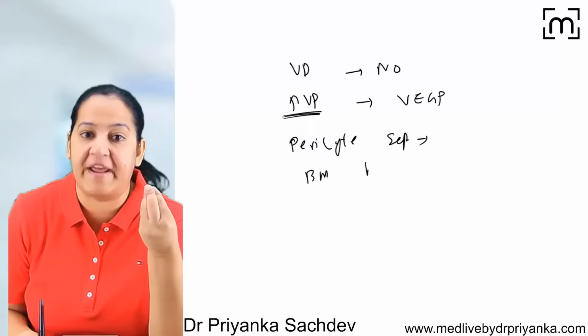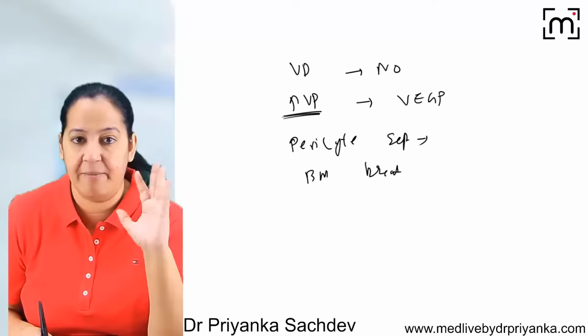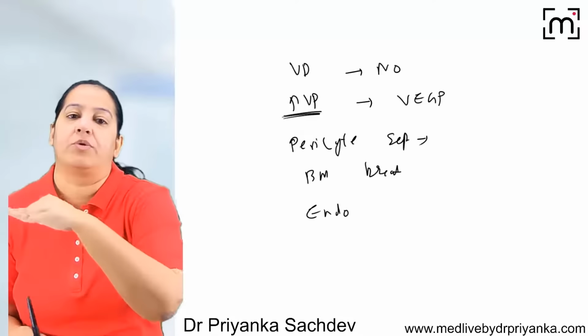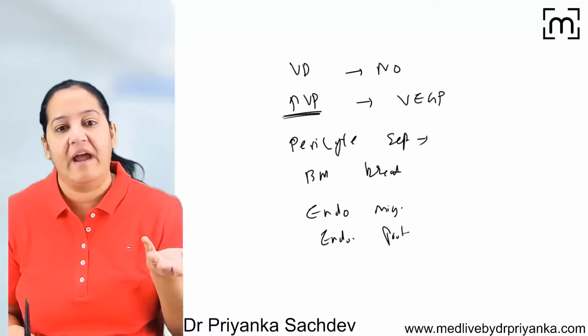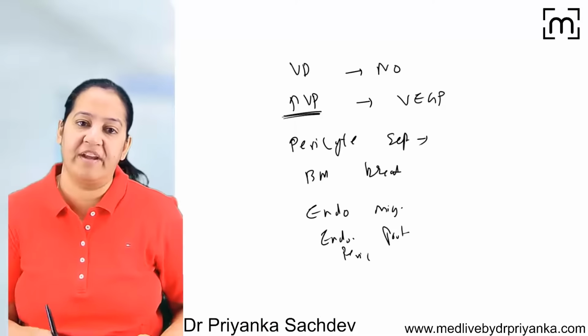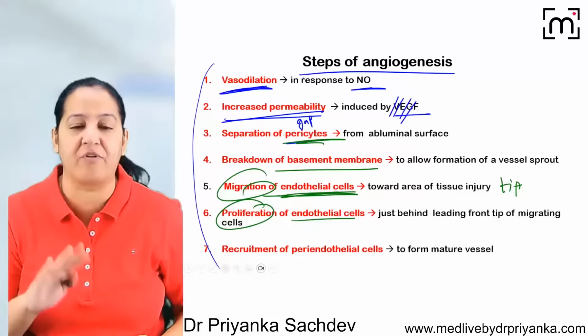Now basement membrane will break. Basement membrane will break. So endothelial cell will migrate outside. After migrating outside, endothelial cells start proliferating. And finally, pericyte cells also start proliferating. These are the 7 steps. A new blood vessel is formed from the old one.